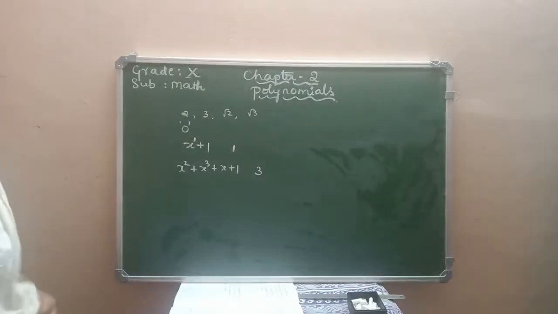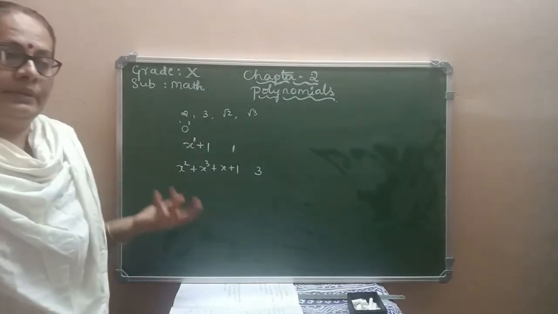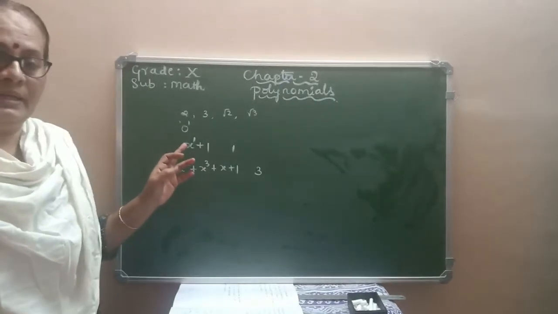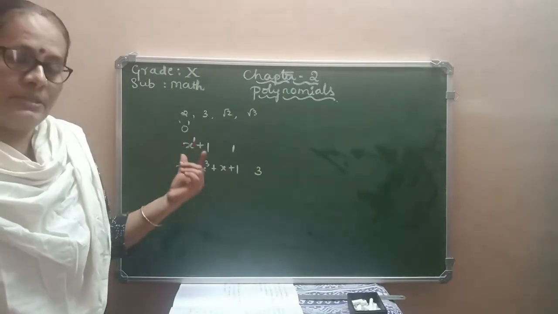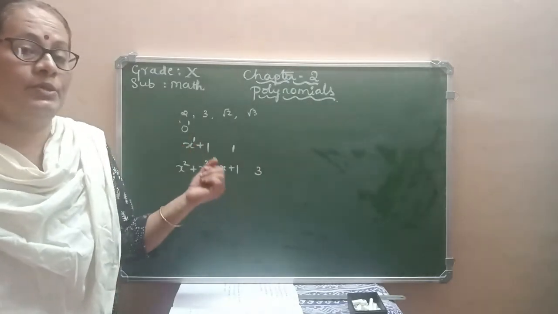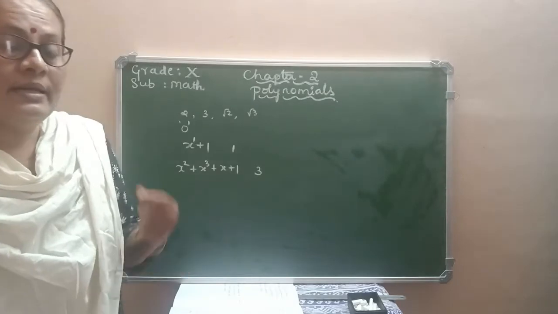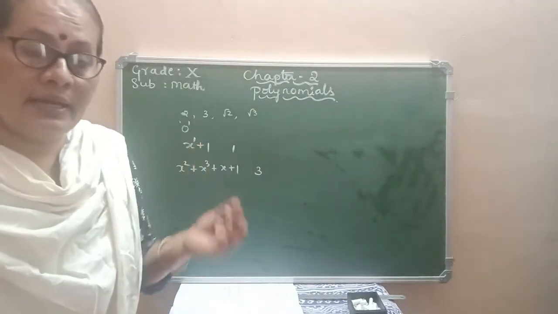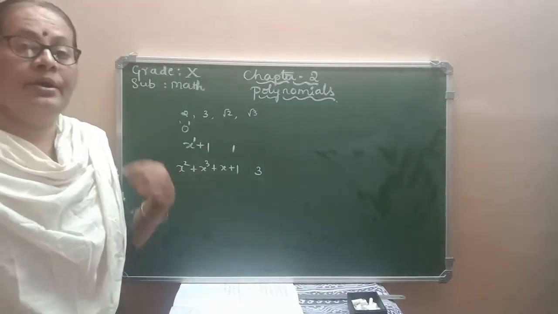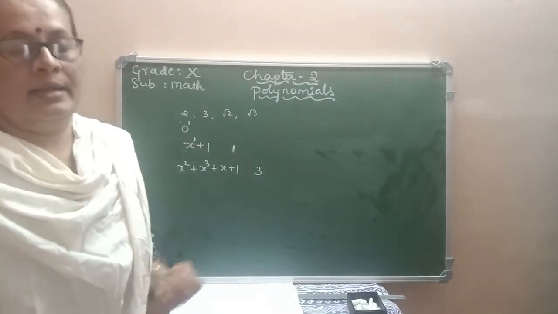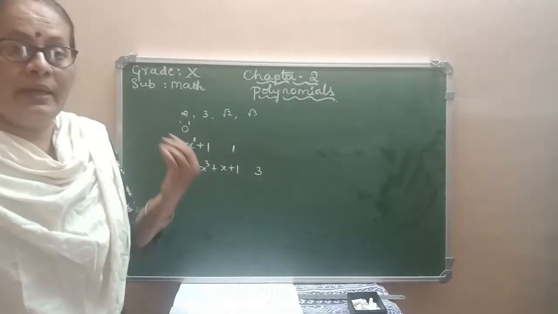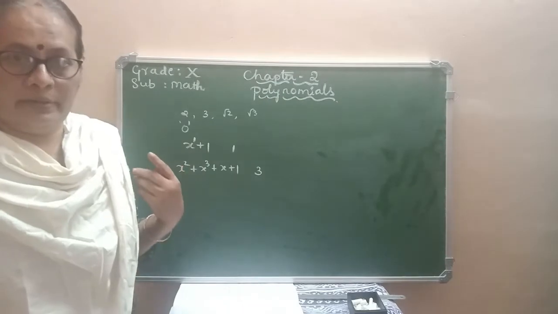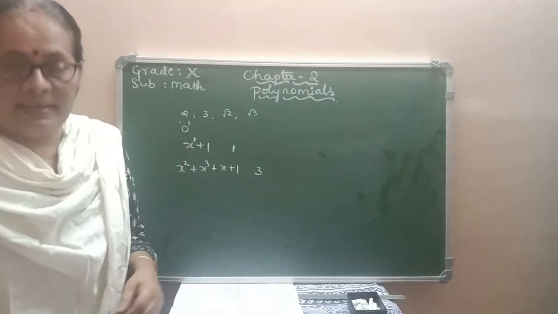Then, next you learnt the types depending on the degree. Suppose the highest power of the variable involved is 1. Then it is called a linear polynomial. A linear polynomial has degree 1. Then you learnt quadratic polynomial, degree 2. Cubic polynomial, degree 3. And so on. Understood? Okay. Now I'll give some examples.